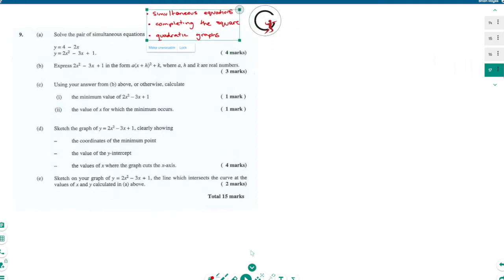It says, first of all, 9a, solve the pair of simultaneous equations. We see y equals 4 minus 2x, and y is also equal to this quadratic equation, 2x squared minus 3x plus 1. So we're going to use substitution. We see that both of these are equal to y. That means wherever y appears in the second equation, we can substitute everything that we see in the first equation. So I'm going to start off by saying 4 minus 2x is equal to the second equation, 2x squared minus 3x plus 1.